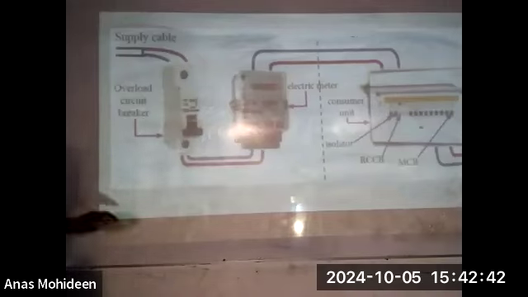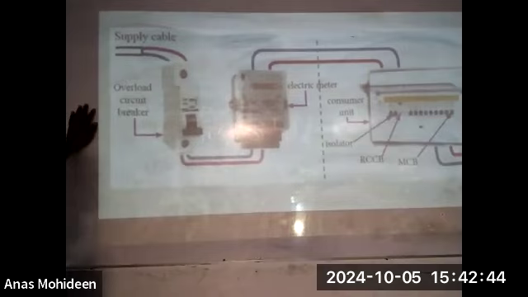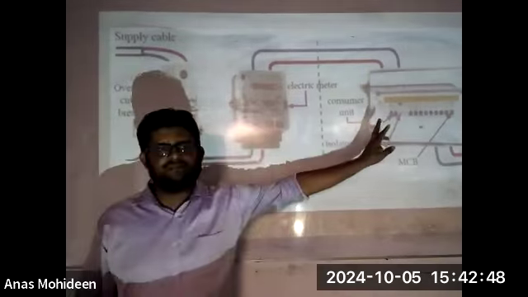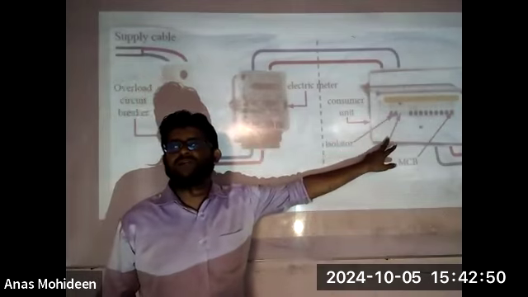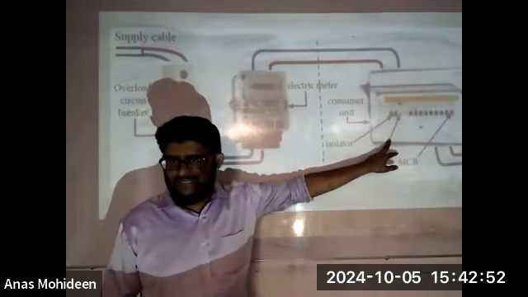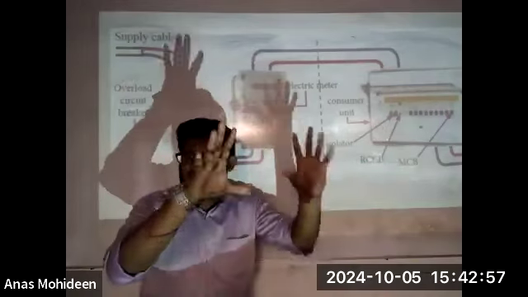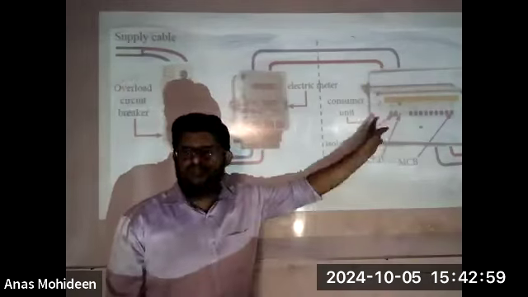Now, the overload circuit breaker is the first one. After the overload circuit breaker, we have the electric meter. And how do you name this? This is the consumer unit. Consumer unit is the name for this, the white color current box you are saying.